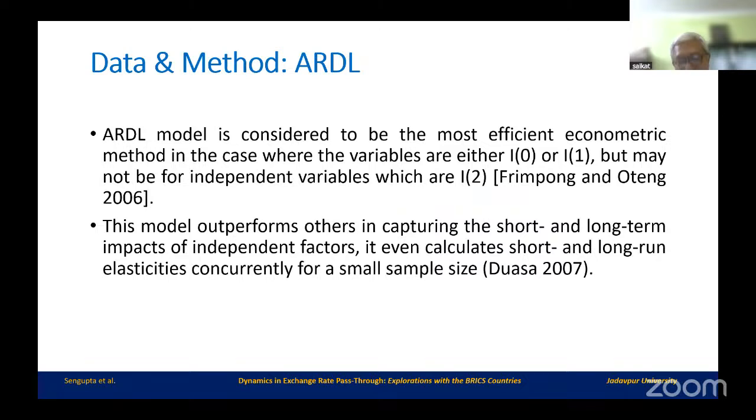Next, we have seen that as regards the method, the variables are either I(0), integrated of order 0, or integrated of order 1. And if that is so, the ARDL model is considered to be the most efficient econometric method for the purpose. There is no I(2), because with I(2), ARDL cannot be used. The ARDL model outperforms others in capturing the short-run and the long-run impacts of independent factors. It calculates short-run and long-run elasticities concurrently, even for a small sample size.